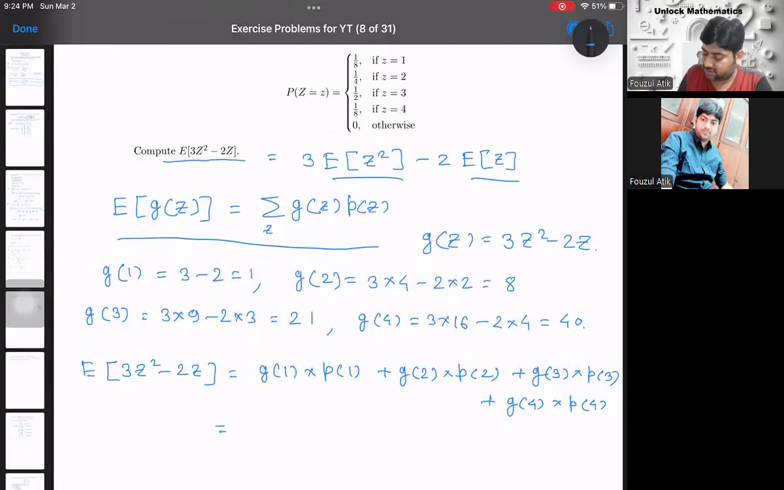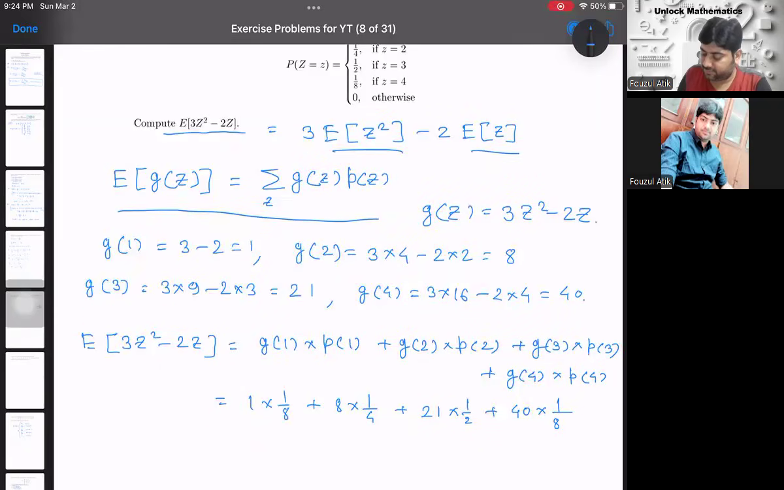So g of 1 is 1 into p of 1, which was 1 by 8. G of 2 is 8 into p of 2, which is 1 by 4. G of 3 is 21 into p of 3, which is 1 by 2. And finally g of 4 is 40 times p of 4, which is 1 by 8. Right? Then if you simplify it, you will get the answer, mostly 17.625.